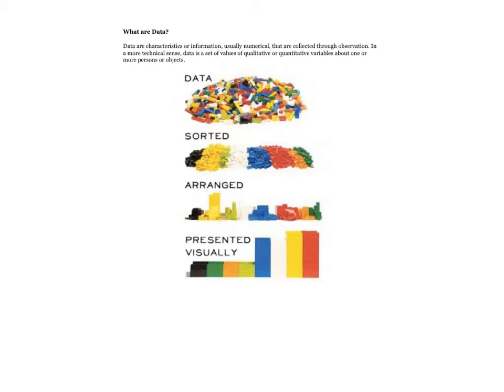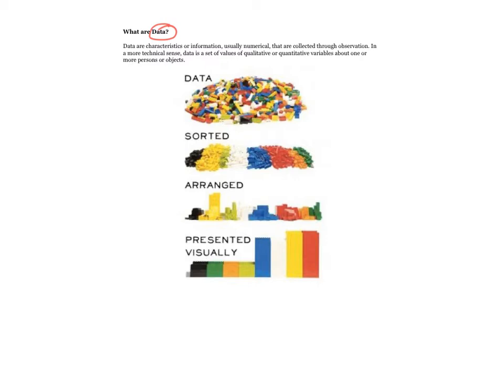Now, we saw in almost every definition that statisticians use data. But what are data? Well, data are characteristics or information, usually numerical, but they don't have to be, that are collected through observation. In a more technical sense, data is a set of values of qualitative or quantitative variables about one or more persons or objects. If you look at the little graphic here, we have a bunch of Legos. And you can see that first group, that's just a bunch of data. It's hard to tell, are there more blue Legos than yellow Legos? Are there more white than red? Very difficult to see what's happening there.